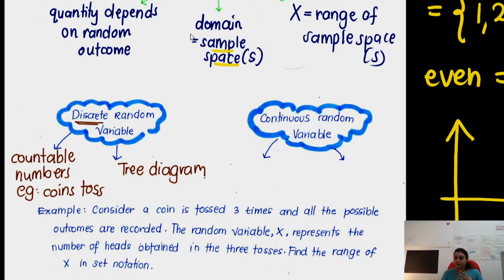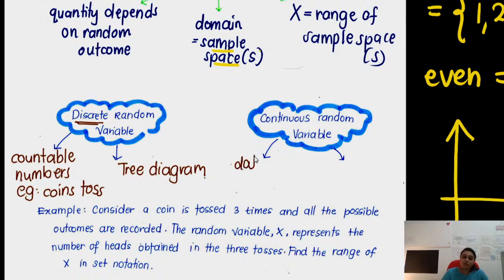Rain or don't rain. Maybe it's a boy or a girl. So for this we will use a tree diagram. Tree diagram is very important for this topic, so you have to master how to draw the tree diagram. Okay, the next one, continuous random variable.